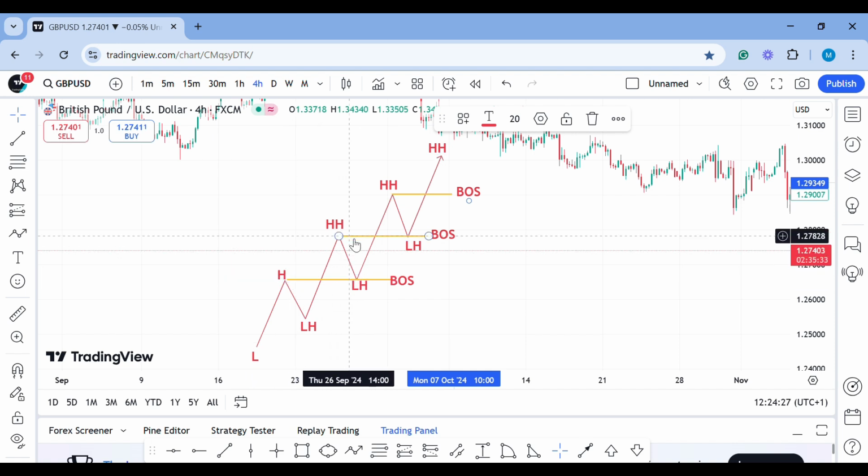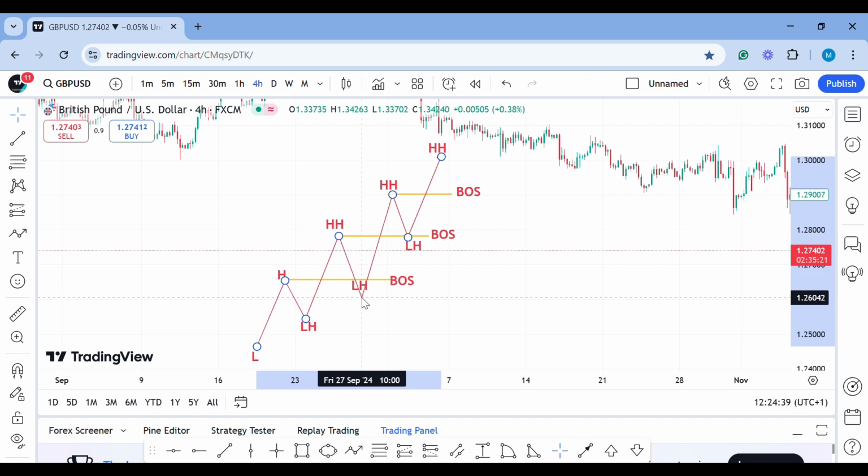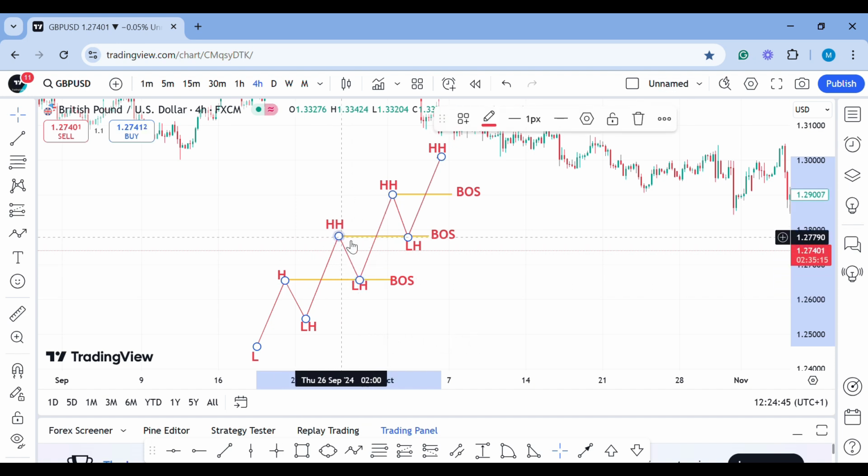You get it? So, a correctional move to test. In most cases, it does not test it. In most cases, it will end here before moving to the upside, while in most cases it will break this place and get to this point before moving to the upside. So as it moves here and comes back to retest, it is called break of structure.